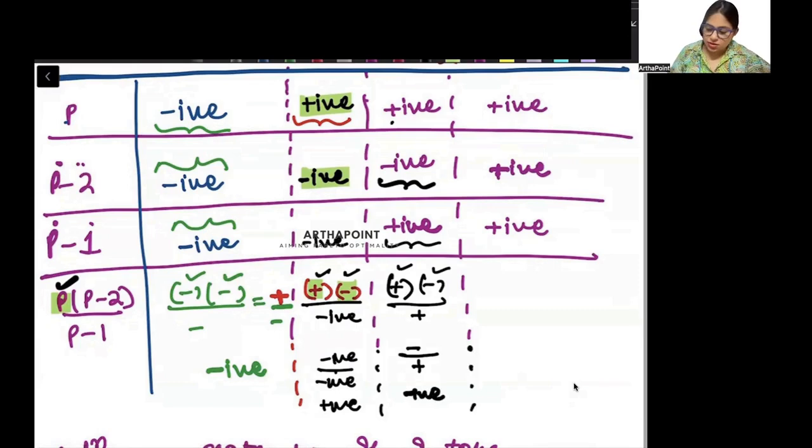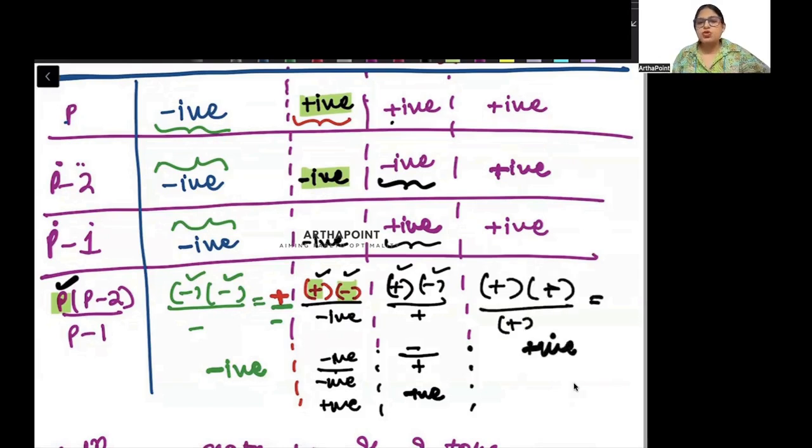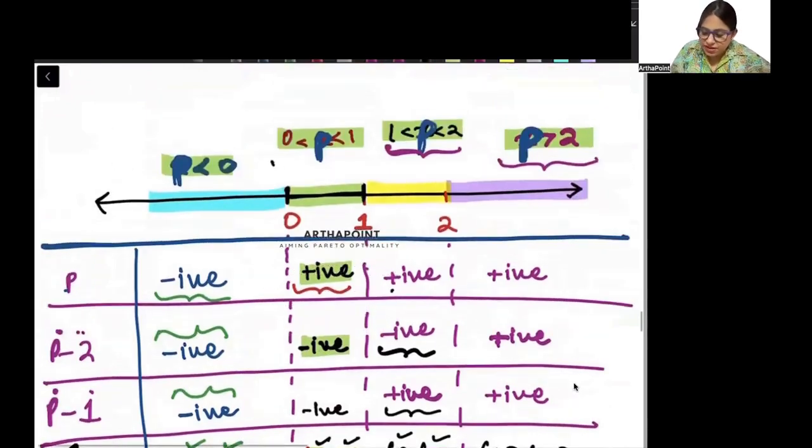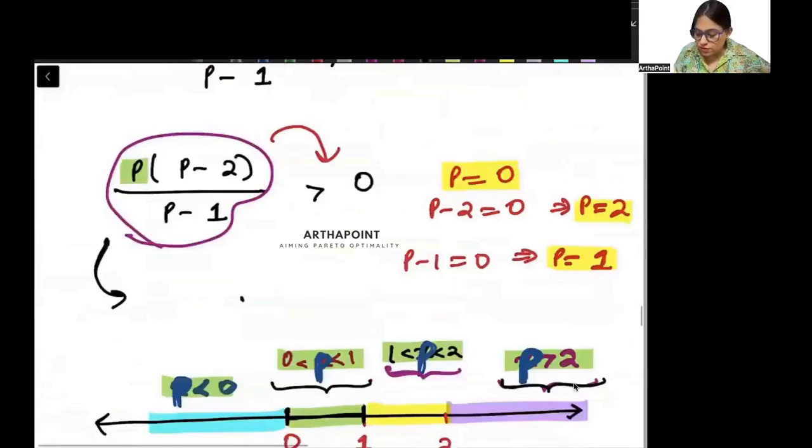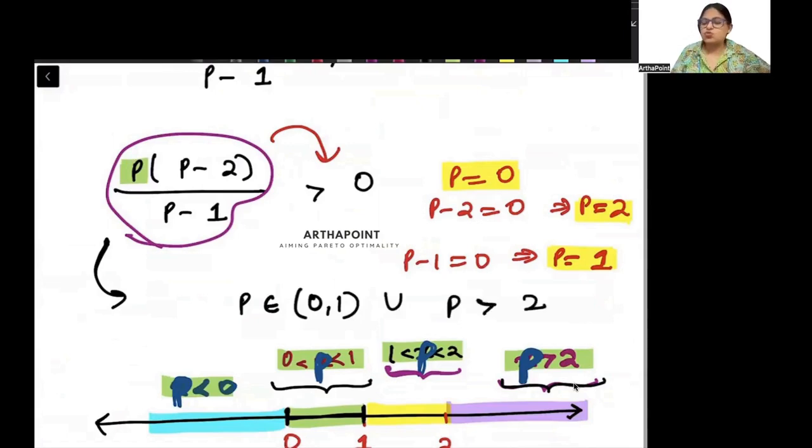Last beta. P is positive. P minus 2 is positive. P minus 1 is positive. Positive by positive is positive. So where are we getting positive beta? When P is between 0 and 1 and when P is greater than 2. So when is this equation solved? When P is between 0 and 1 or union when P is greater than 2. That means P belongs to 2 to infinity.